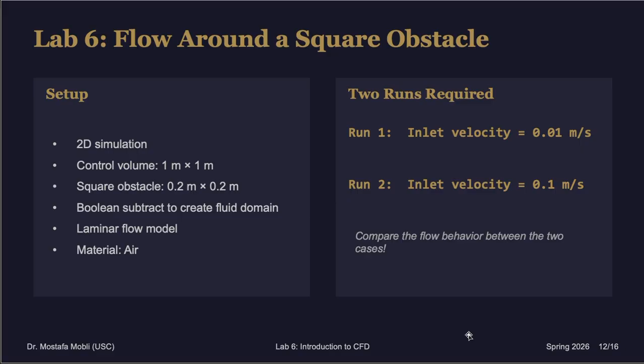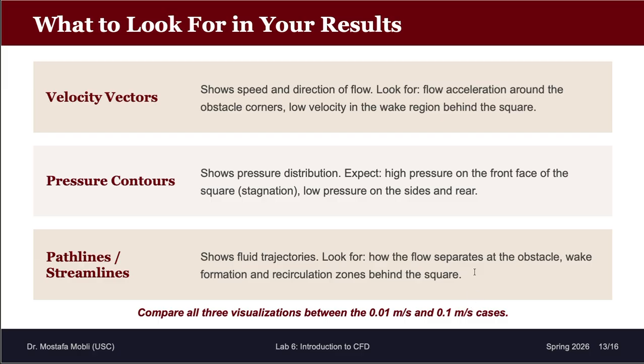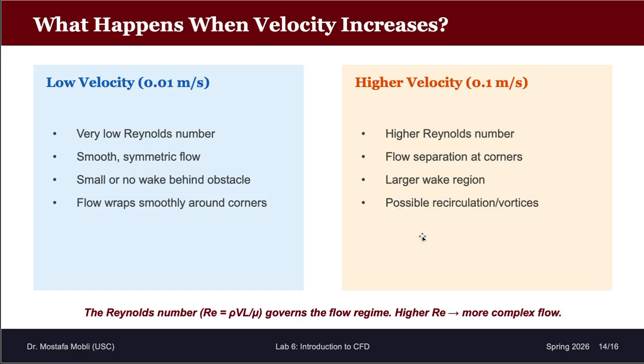And we are going to test a laminar flow model. The material we are using here is air, and we have two different scenarios: one with an inlet velocity of 0.01 meters per second, two with an inlet velocity of 0.1 meters per second. Okay, and in your lab report, we are going to need you to present velocity vectors, pressure contours, path lines, and streamlines for the two different scenarios.